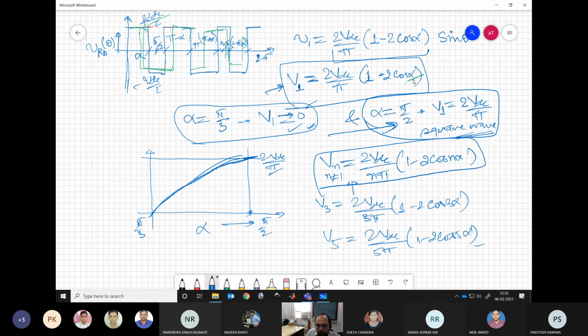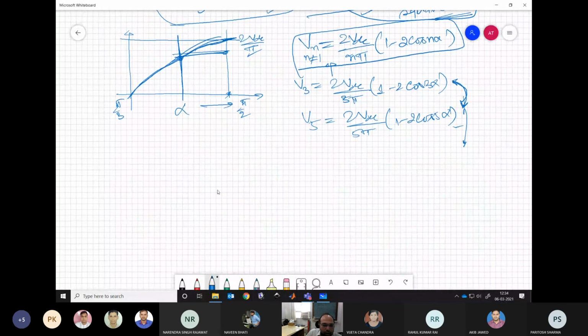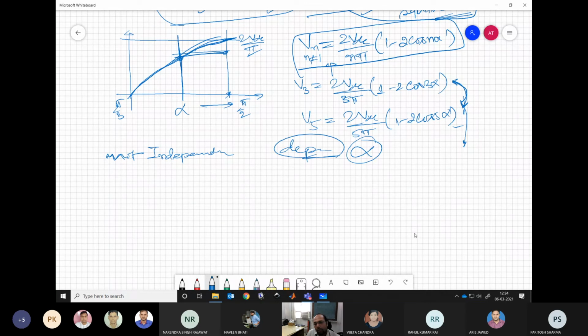So let us say we fix alpha such that we are getting this value of fundamental component. In a way, we have also fixed the values of V3 and V5 and other harmonics, which means the harmonics and the fundamental component are not independent. They are all dependent on the same value of alpha. So if you give alpha equal to some 70 degrees, you know what V3, what V5 and all these things you will be inserting in the system.